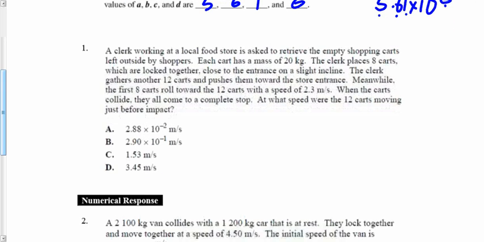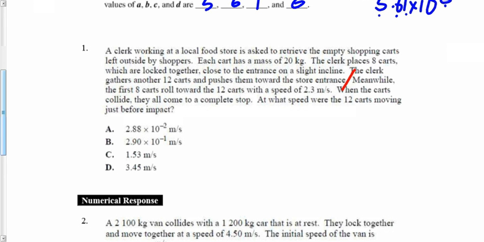Okay, multiple choice number 1 now. It says a clerk working at a local food store is asked to retrieve the empty shopping carts left outside by shoppers. Each cart has a mass of 20 kilograms. The clerk places 8 carts, which are locked together, close to the entrance on a slight incline. The clerk gathers another 12 carts and pushes them toward the store entrance. The question hasn't really started yet. Now the question starts. The clerk gathers 12 carts, right here. Meanwhile, the first 8 carts roll toward the 12 carts with a speed of 2.3. They collide, they come to a stop. At what speed were the 12 carts moving just before impact?